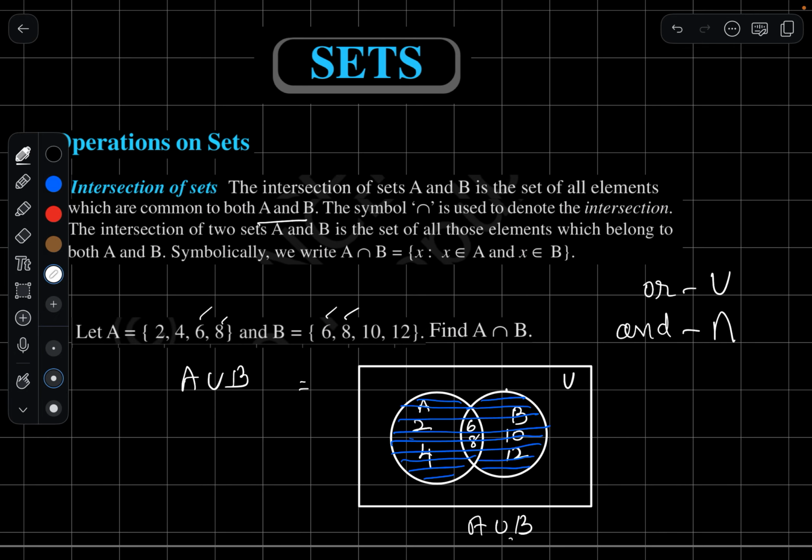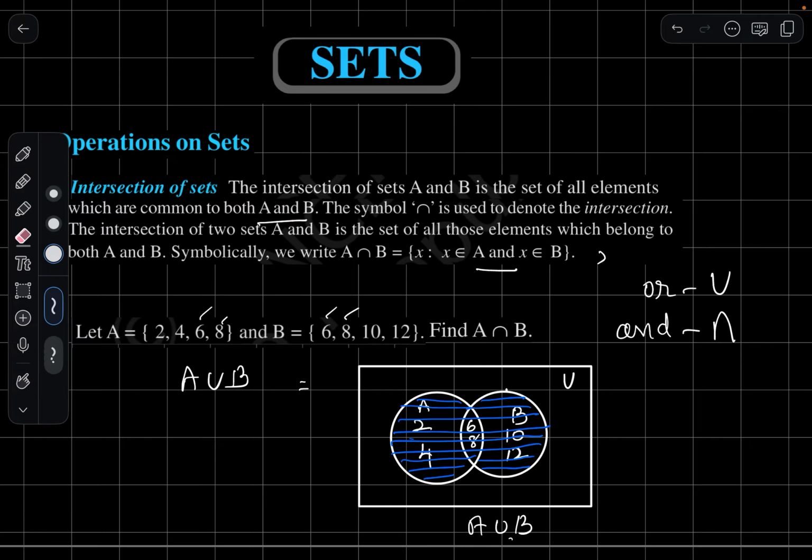The symbol inverted U is used to denote the intersection. Intersection of two sets are those elements which belong to both A and B. So we write this in set builder form: x such that x belongs to A and x belongs to B. Now we will go into our example. I hope you noted this diagram.